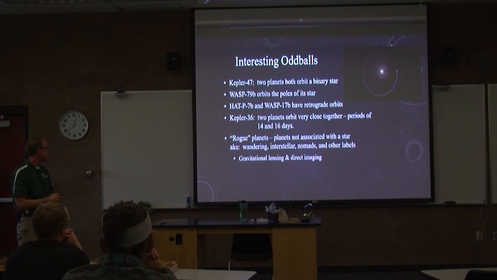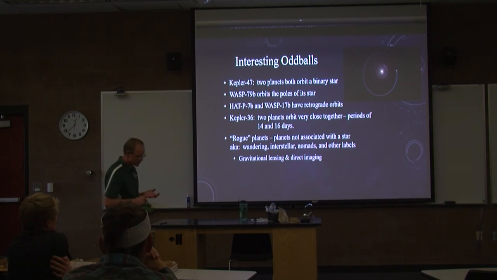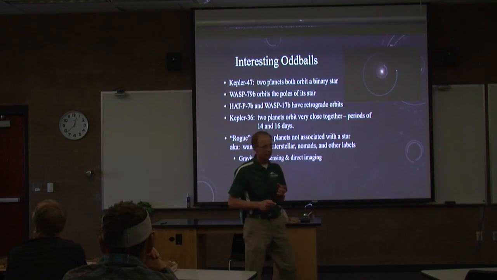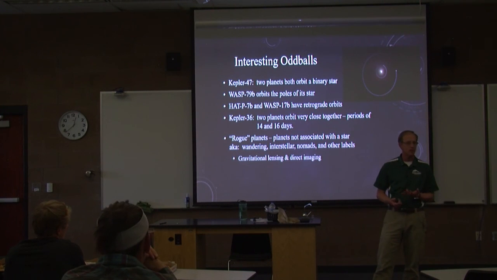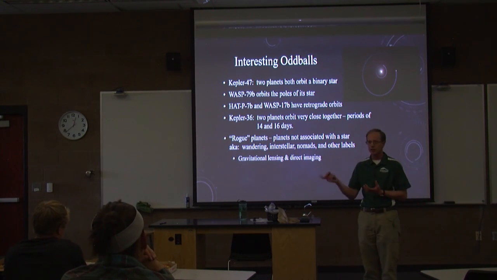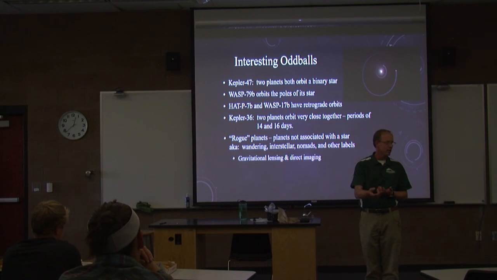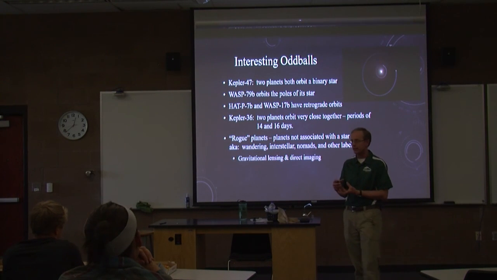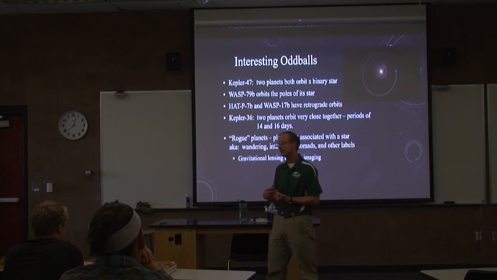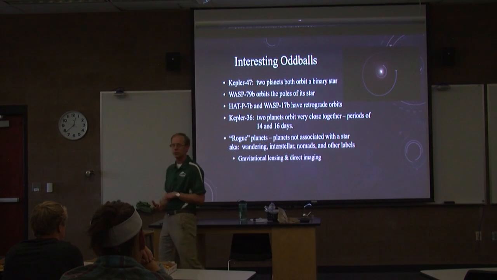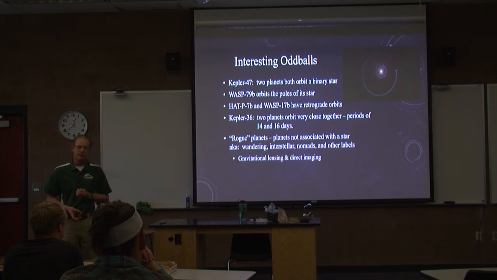Lots of different names there, lots of other labels. They're most of the time detected using gravitational lensing. They can be detected from direct imaging as well. The problem with direct imaging is there's no nearby star to shine a lot of light on it so that you see it. And this is a planet, by definition, it doesn't really have its own luminosity. Now, it doesn't mean it doesn't give off any energy. All objects will give off some energy, but it's going to be very dim.